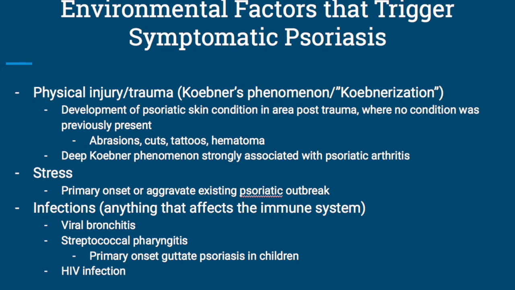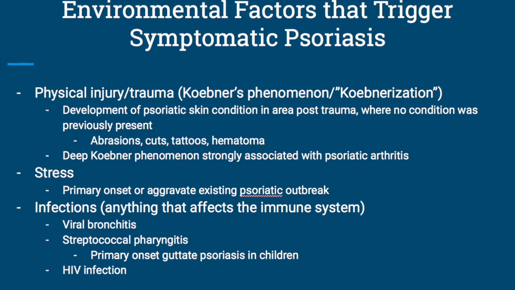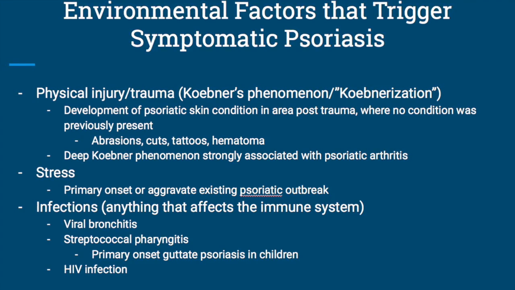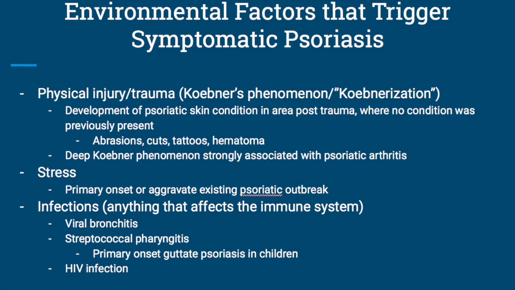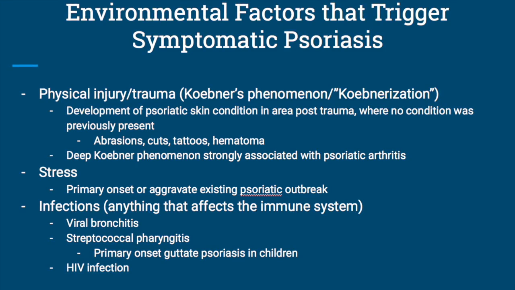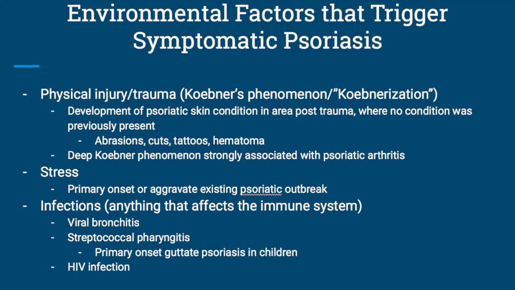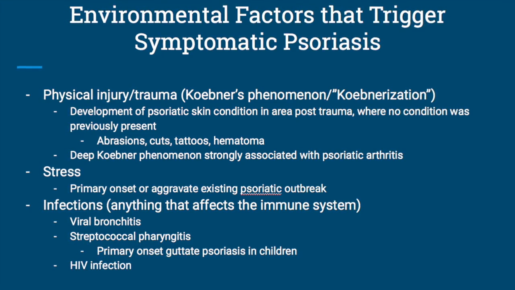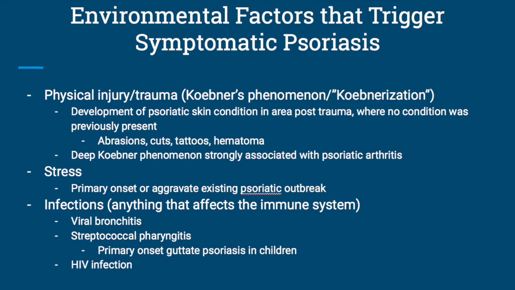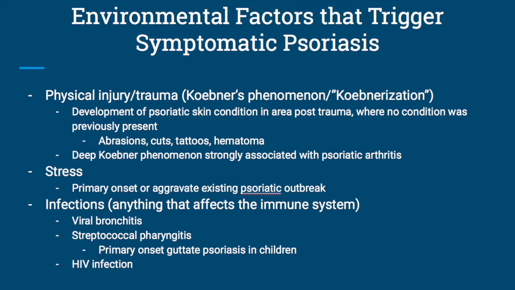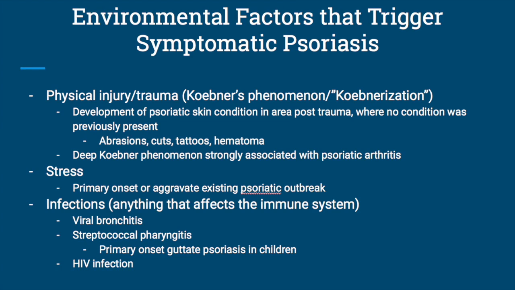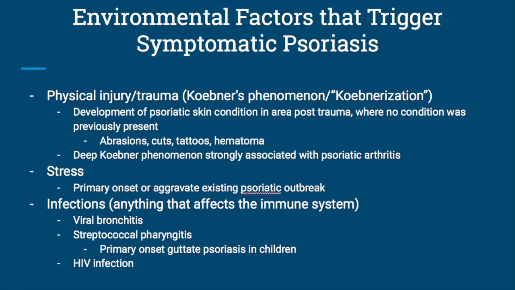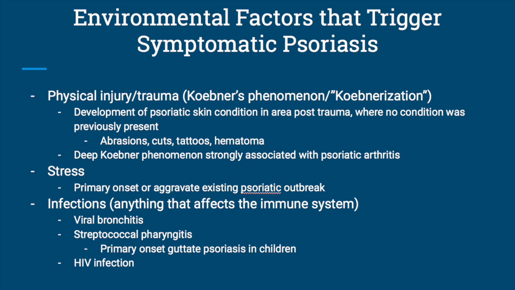Stress can also cause psoriatic outbreaks. These can be primary outbreaks, or it can actually aggravate an existing outbreak. Also, anything that affects the immune system, any kind of infection. Some of the most associated include viral bronchitis, streptococcal pharyngitis, and HIV infection. Streptococcal pharyngitis is often associated most strongly with a primary onset of guttate psoriasis in young children.